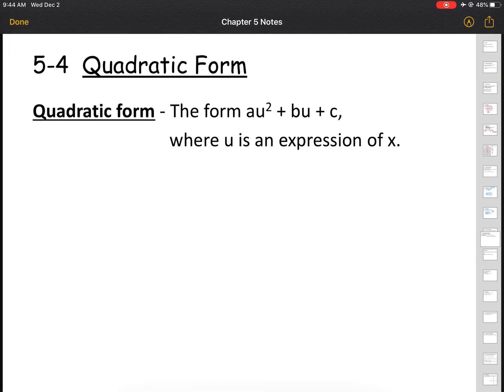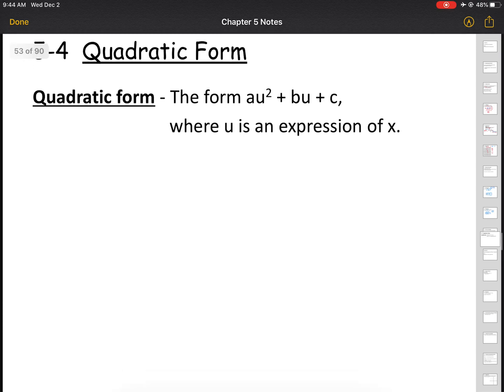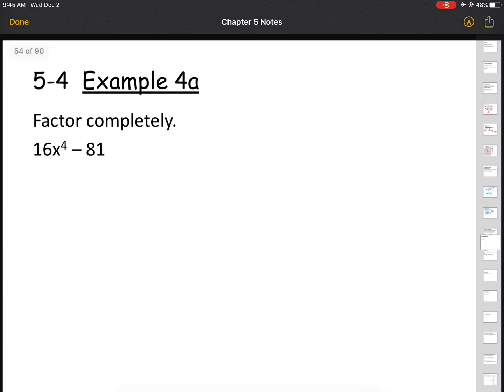Alright, quadratic form is the form au squared plus bu plus c, where u is an expression of x. So we're trying to get these in quadratic form here. So this first example here, I'm going to factor this completely. The first thing I notice right off the bat, I have some perfect squares going on, 16 and 81. So 16x to the 4th, 4x squared to the 2nd power gets me back to 16x to the 4th. So 4x squared was that term. Then if I drop down 81, I know 9 squared is 81, and I'm bringing down that subtraction sign.